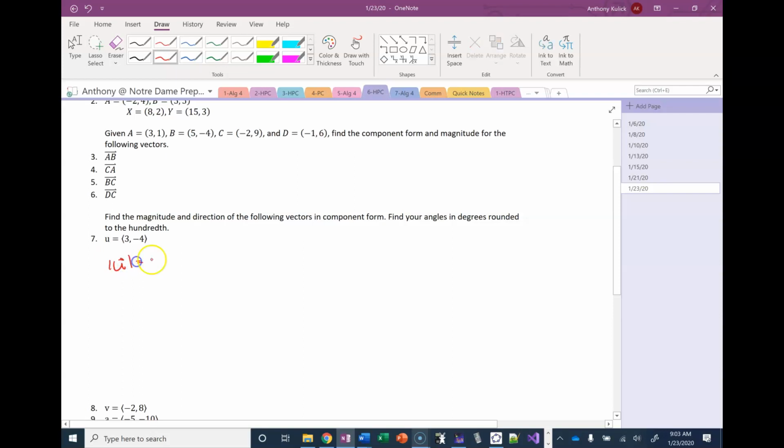So the magnitude shouldn't be too bad. I'm just going to use the magnitude formula. Okay with that? Okay. To find the direction, I'm going to begin by drawing a picture. So if I draw this vector, I go 3 over and 4 down. So the vector is somewhere over here. Now the direction that I'm looking for is this. Okay with that? That's the direction.